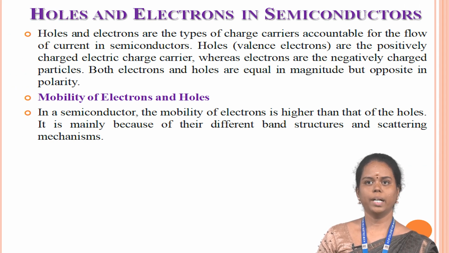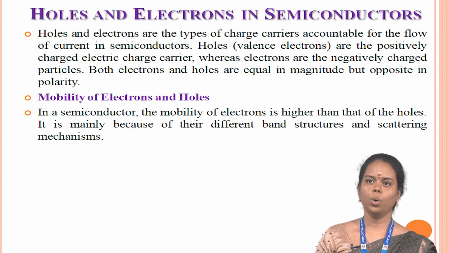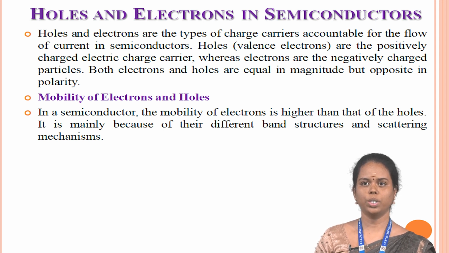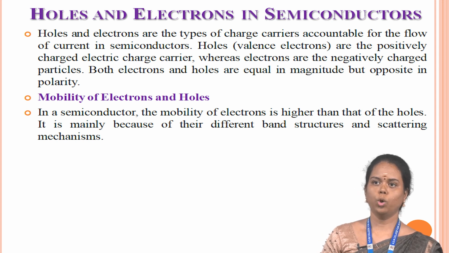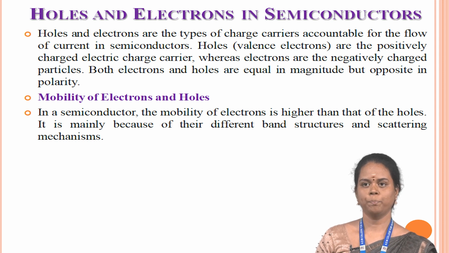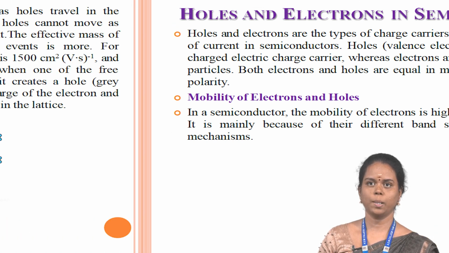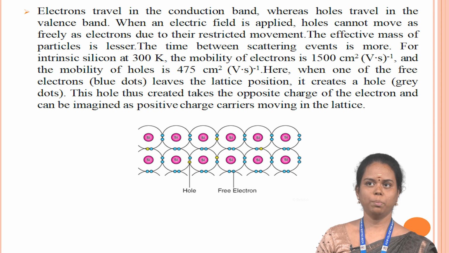Holes and electrons in semiconductors. There are two types of charge carriers for the flow of current in semiconductors. Holes are the positively charged carriers, and electrons are the negatively charged particles. Both electrons and holes are equal in magnitude but opposite in polarity. Next is the mobility of electrons and holes. In a semiconductor, the mobility of electrons is higher than that of holes. This is mainly because of the different band structures and scattering mechanisms. Electrons travel in the conduction band, whereas holes travel in the valence band.